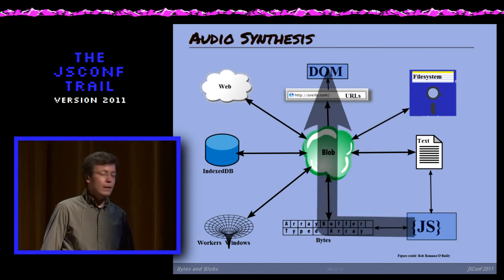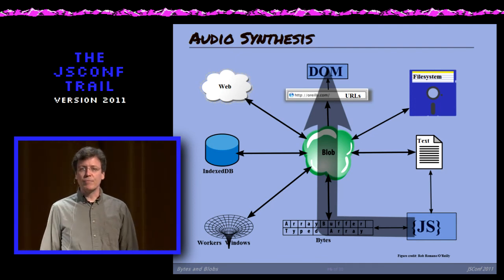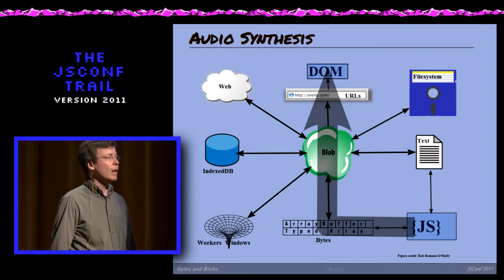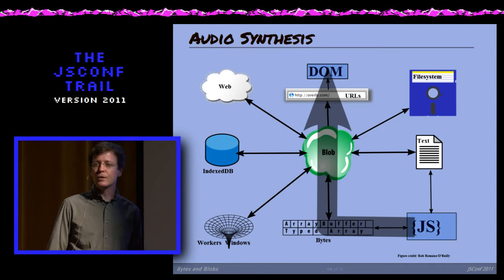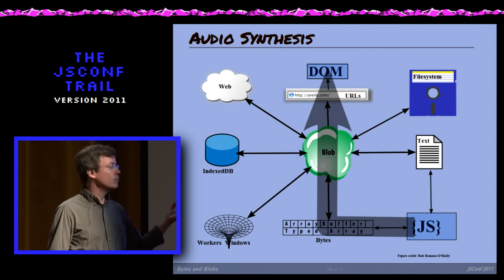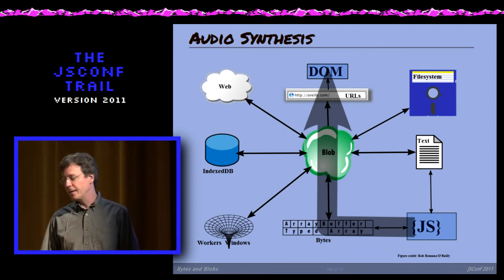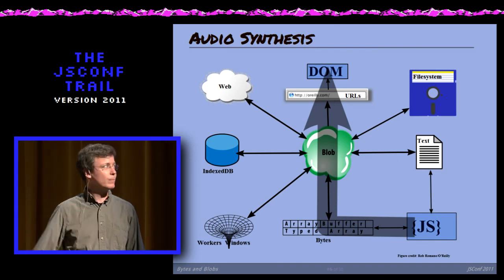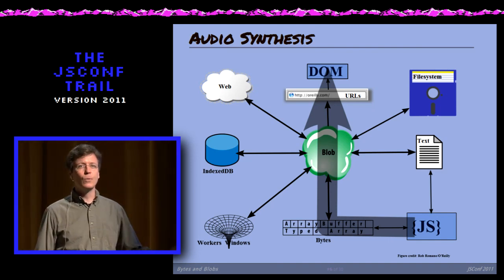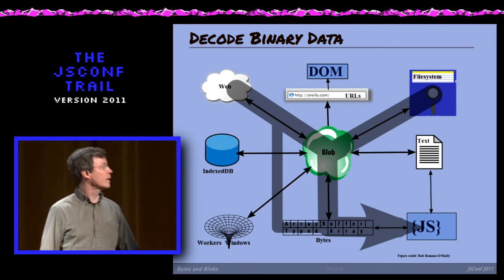In this scenario, you're using JavaScript to create an array of bytes, converting those bytes into a blob, and then again passing them through into a URL and doing something with them. Synthesizing audio is one example. I wanted to have a demo, but it works in Chrome, and I'm doing this presentation in Firefox, so no sound today. It's for the best, really.